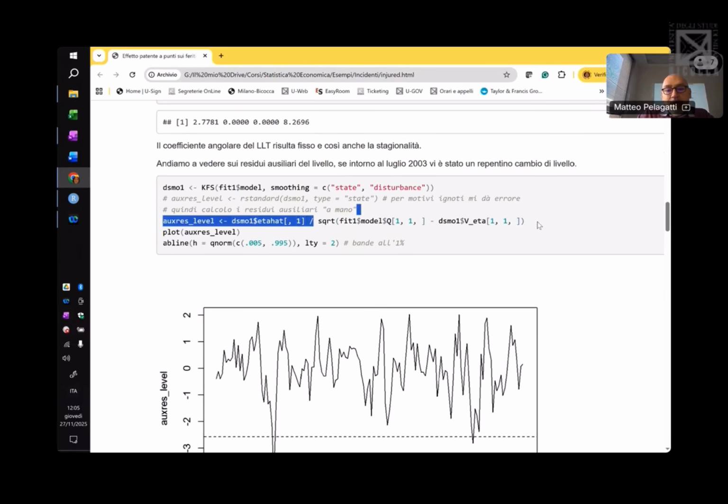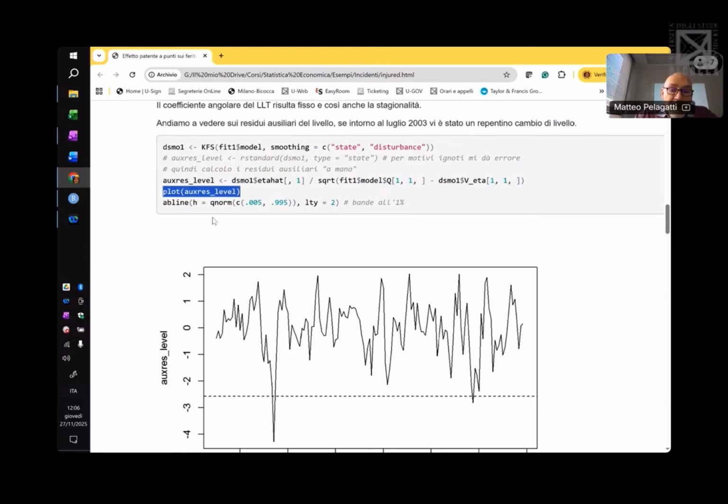As I told you, we have two kinds of variances when it comes to disturbance smoothers. The variance when you are using the smoother to estimate the real eta, or the variance of the disturbance smoother, and this is how you pass from one to the other. But anyway, I will substitute this with the R standard function. It does just the same thing. So I'm just looking at the auxiliary residual of the level.